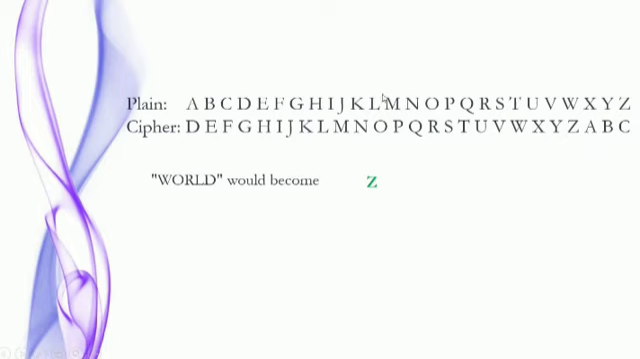For W in world, we have Z. For O, we have R. For R, we have U. For L, we have O. And for D, we have G. So the word world will be enciphered by ZROUG. And similarly, college will become FROOHKH.